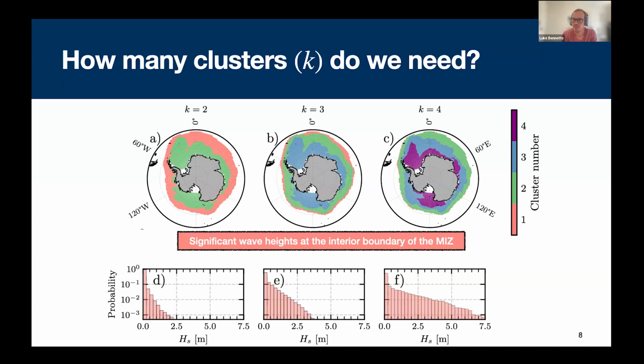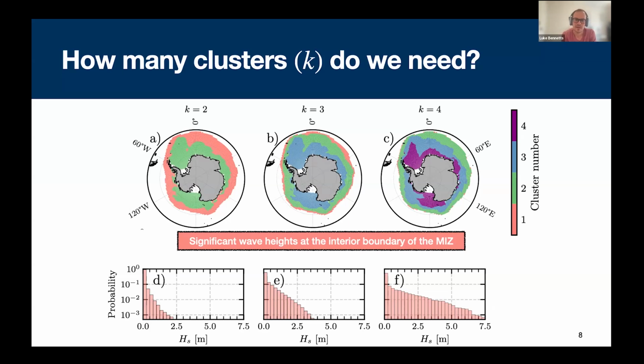Now, we've identified the clusters on the maps at the top with different colors. We've colored the one at the outskirts of the ice cover in red, and that is the cluster that we want to represent the marginal ice zone. So what you can see is that as we increase the number of clusters, the red band becomes narrower.